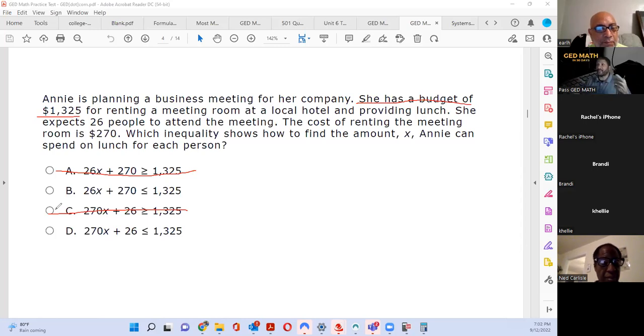Now, the next thing, what else do we know? She expects 20 people to attend the meeting. The cost of renting the meeting room is $270. Is $270 going to change at all, no matter how many people are there? No. So it's not going to be attached to a variable. So what answer do we know it is? B. Done. I'm done. 30 seconds. That's what I said.